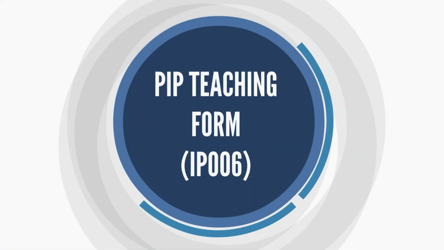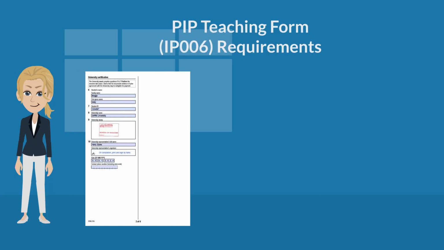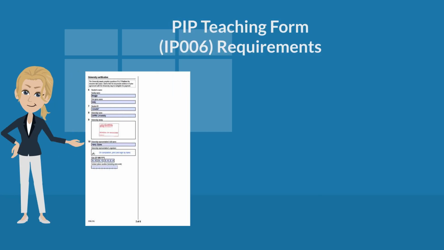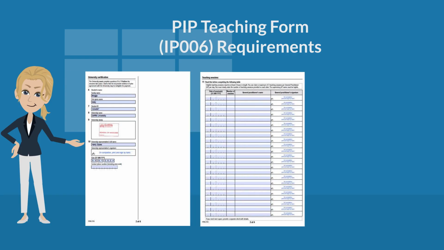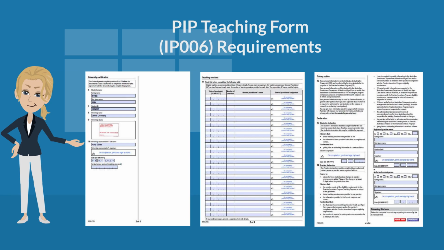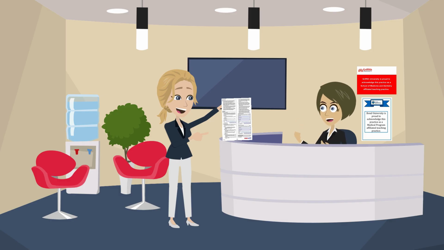Students attend the placement with a university-certified Services Australia Practice Incentive Payment Form, known as the PIP Teaching Form. Throughout placement, sessions must be recorded and signed off by the GP supervisor. On the last day of placement, it is important that one of your team, such as your practice manager, meets with the student to ensure the PIP teaching form is fully completed in accordance with Services Australia and university requirements.